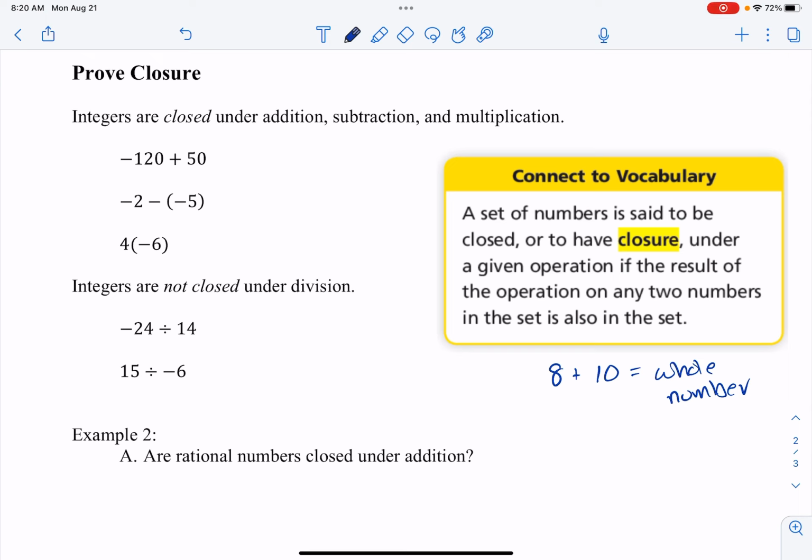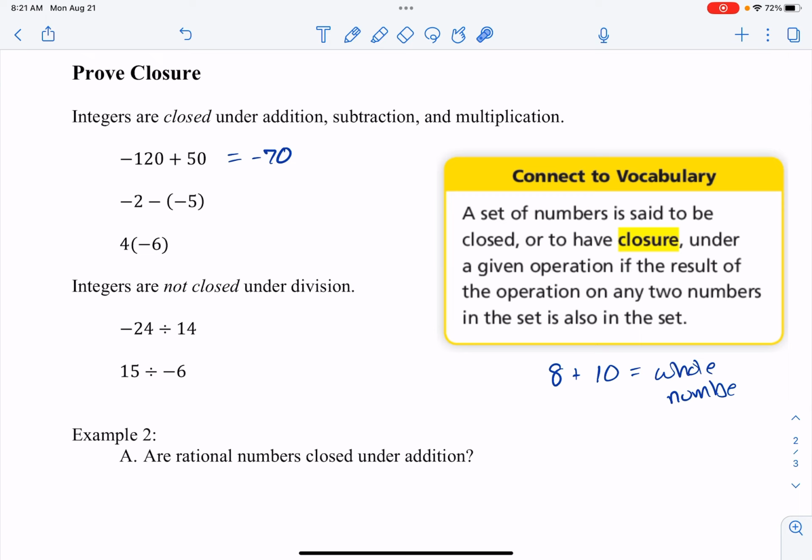Integers, that's positives and negatives, are closed under addition, subtraction, and multiplication. Because when I add two integers, I also get an integer. This is going to give me negative 70. If I subtract, this negative 70 is also an integer. That's what makes it closed: integer plus integer equals integer, always. It's a lot harder to prove closure than to prove not closure, and we're going to look at how to prove one or the other.